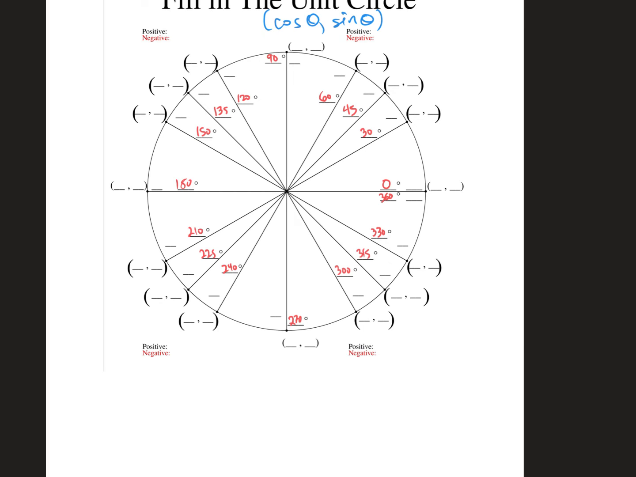Now, when we measure angles, we can measure them in degrees, or we can measure them in radians. So what I'm going to do is take all of these angle values that are on my unit circle that are in degrees, and I'm going to convert each of them into radians. So I'm going to show you an example of that.